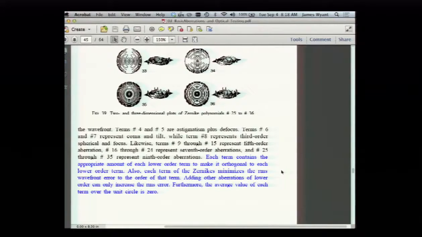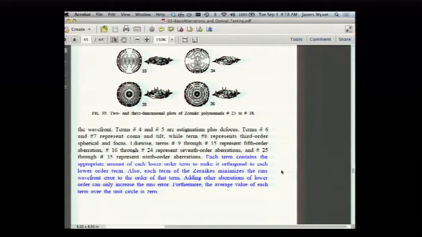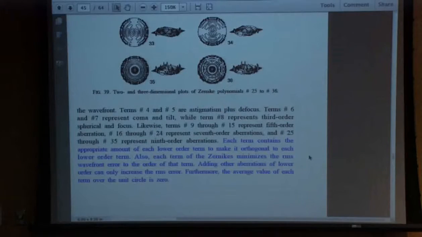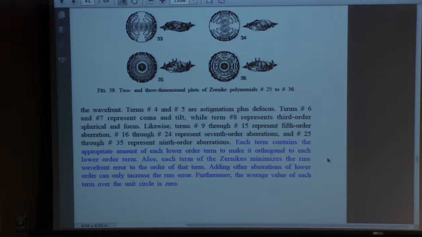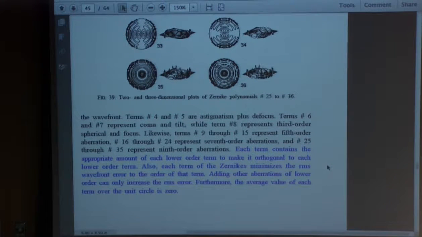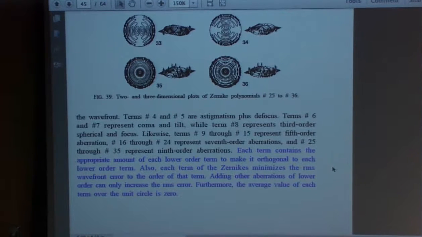So if you go through and look at these in detail, as I said before, each term contains the appropriate amount of each lower order term to make it orthogonal to each lower order term. So as you fit higher and higher terms, it's not going to change the coefficients for the lower order terms. Now that's true, again, I'll say it one more time, continuously over the unit circle. And if you just have discrete data points, which you normally have, then they're not really orthogonal over these discrete data points. And so some of the coefficients for lower order terms will change as you fit higher order terms.